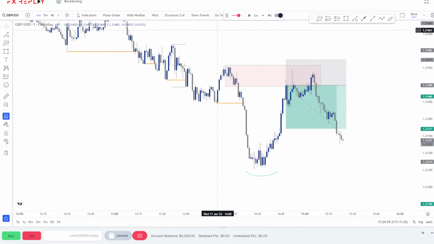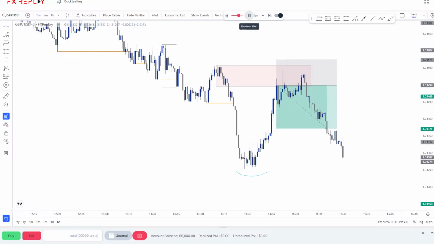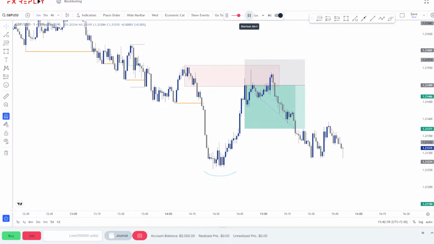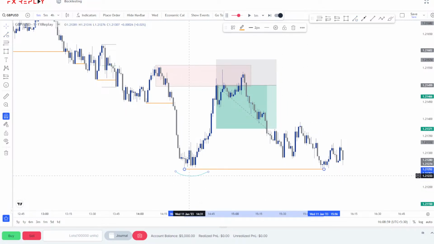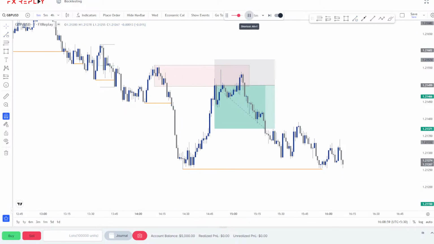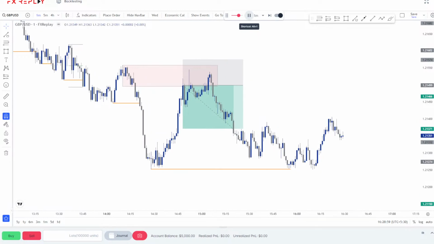Yeah, so let's see how it goes. It broke the structure. Oh, not it. Let's wait and see what it does. It just swept the structure.